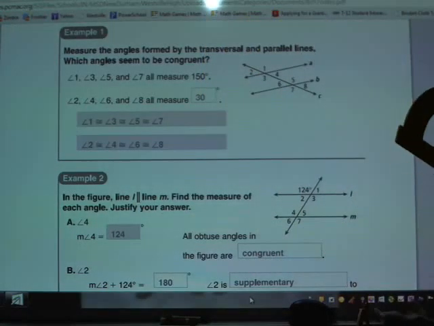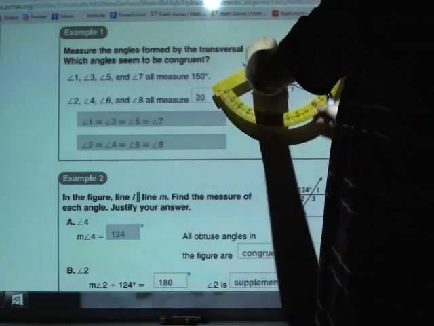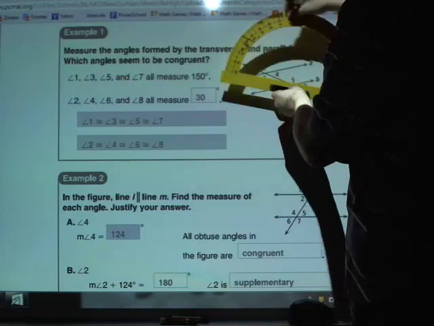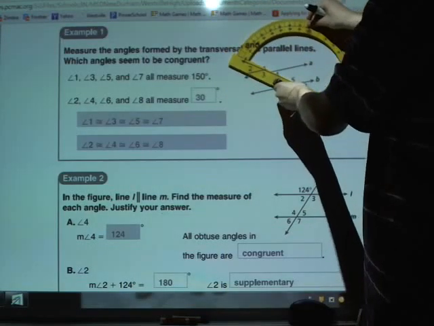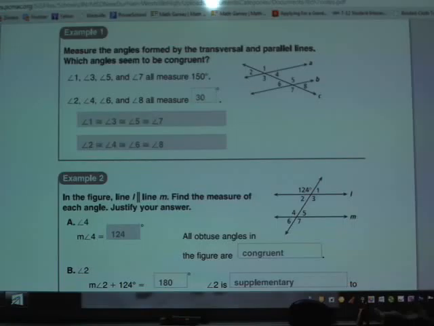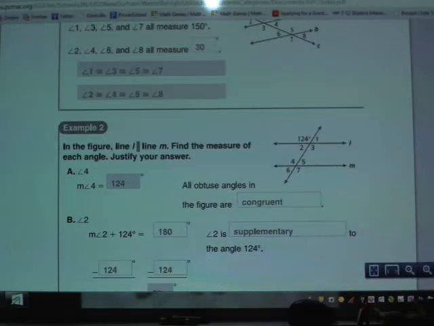And when I go through and measure 4 and 6 and 8, those all measure 30 degrees as well. So there must be some type of relationship among those angles as well, and that's what example 2 is going to have us look at. So instead of speculating, let's go take a look at example 2 and figure out what that relationship is.